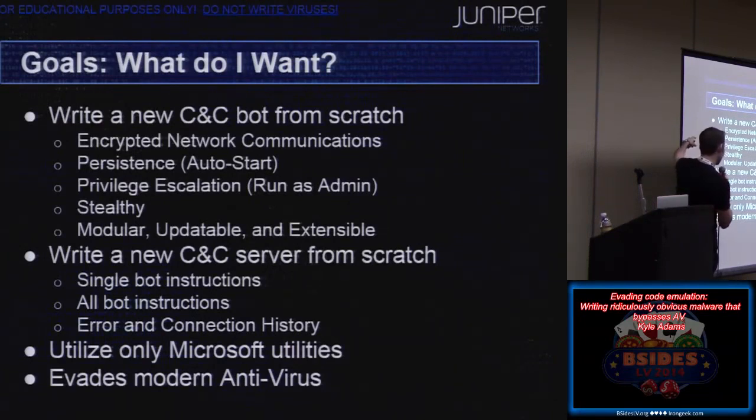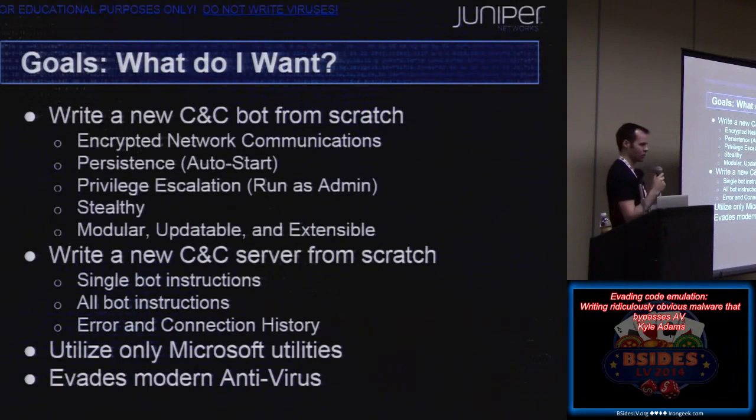So we started with the CNC bot, and the goals here were that we want encrypted network communication. So if the IT guy is watching the traffic coming out of a machine, they can't figure out that it's coming from malware. Or even if they could, they couldn't write a signature to figure out which machines are sending the same packets. We want it to persist, so we want it to auto-start with the machine. We don't want it to ever go away.